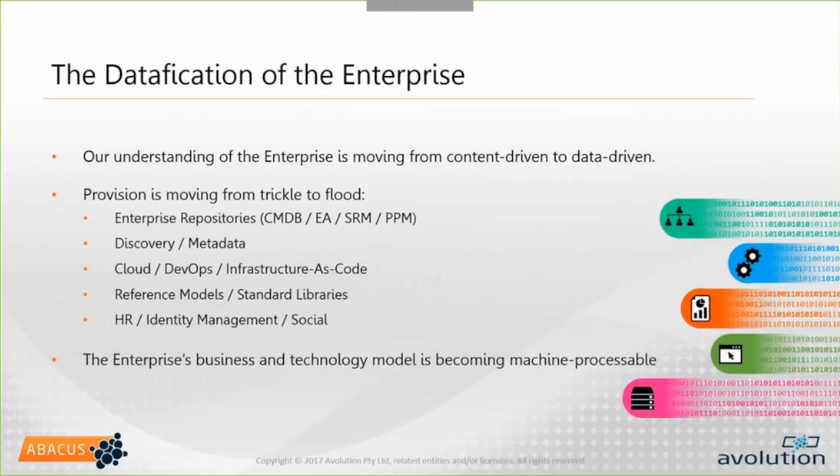And what we're seeing is more and more of that information is available from data feeds as structured data. It's coming from a number of sources. It's coming from the traditional big rock enterprise repositories, so things like our CMDBs, our EA tools like Abacus, but also things like our supplier relationship management tools and our project portfolio management tools. These are very useful sources of information. We also have discovery tools, network discovery tools, application discovery tools, and things like ETL tools and analysis tools, which produce rich seams of metadata.